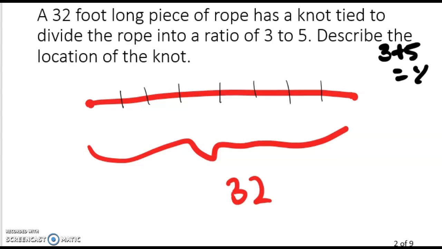And if it's 3-to-5, that means I get 3 pieces on one side. And there should be, so that's 3. And then there's 5, 1, 2, 3, 4, 5 on the other side. So that is a ratio of 3-to-5. So that means that is where I would tie my rope.